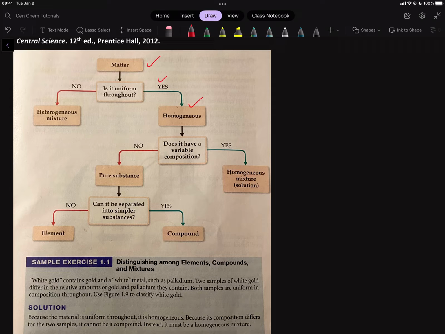Therefore, we see that it does have a variable composition, so we arrive at the conclusion that white gold is a homogeneous mixture. Okay? So a nice example of how to walk down the path and classify a substance, white gold. You've probably seen that in jewelry stores, whatnot. So an interesting real life example. Well, all life is matter, right?